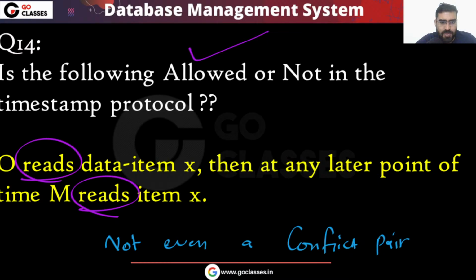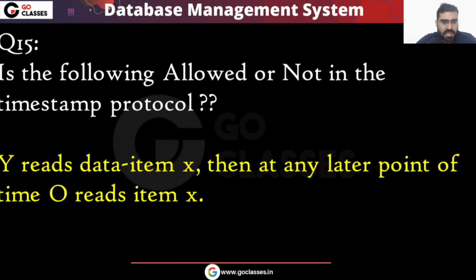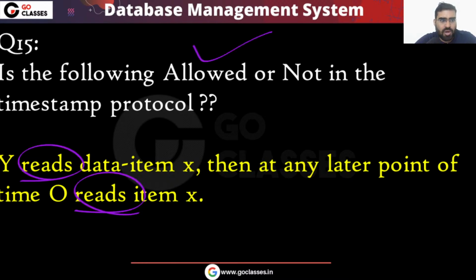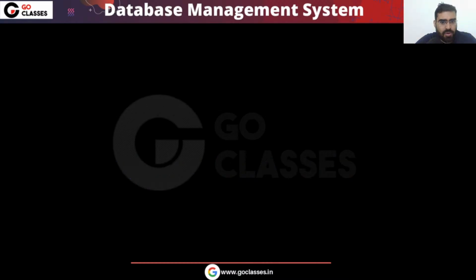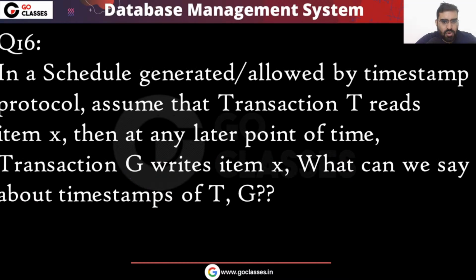This is not even a conflict pair, so this is allowed. Similarly, this is also like Y is reading, O is reading. So there is no problem. This is also allowed because this is not a conflict. As long as there is no conflict, it is fine. So these are the questions done.